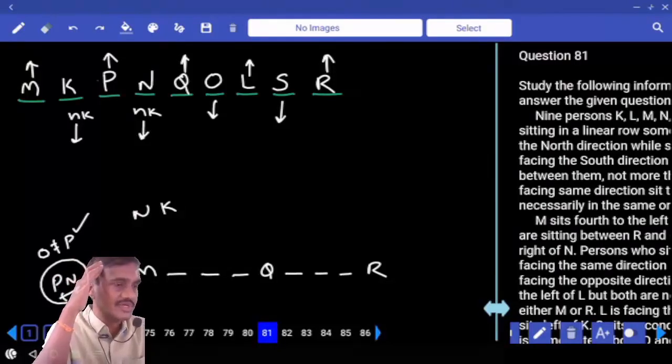Then coming to 82. Which of the following persons sits second to the left of O? Second to the left of O, who is that person? R, choice 2.